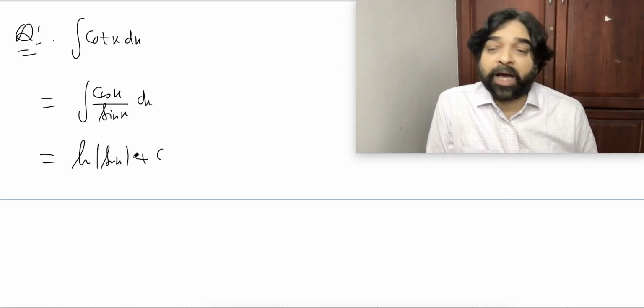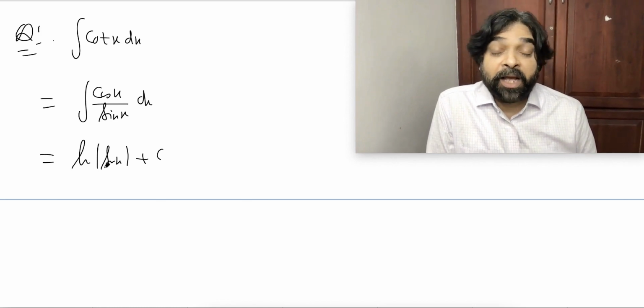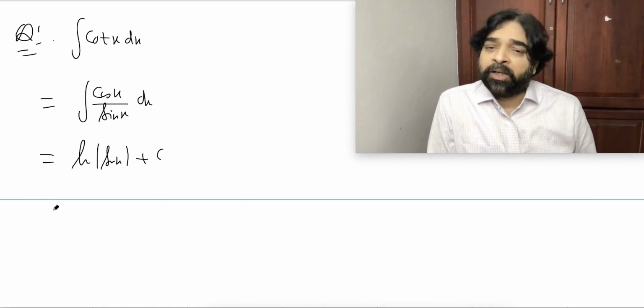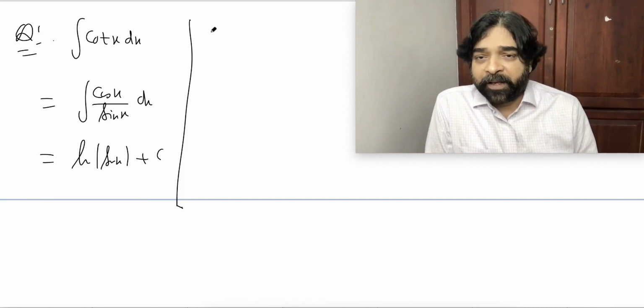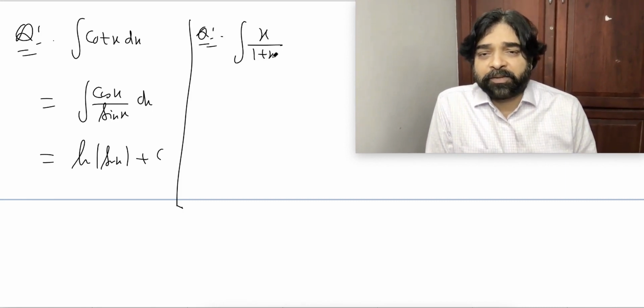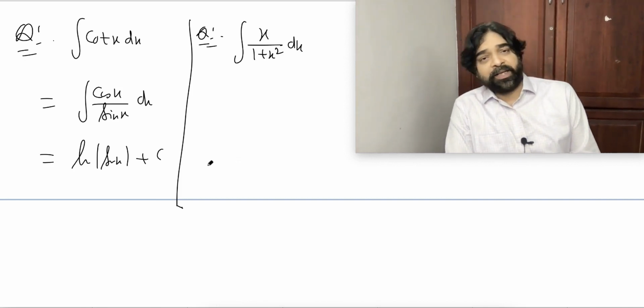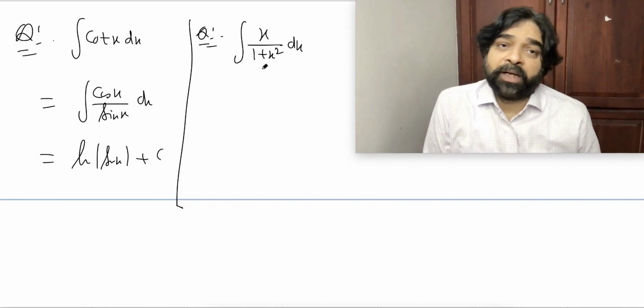I'm sure that all of you remember the formula. This is the answer. You can see how handy this is, how easy to apply this. Let's do more questions so that you can get better confidence about this. If I ask you, what is the integration of x by 1 plus x square dx? Very, very easy. How? Let's check it.